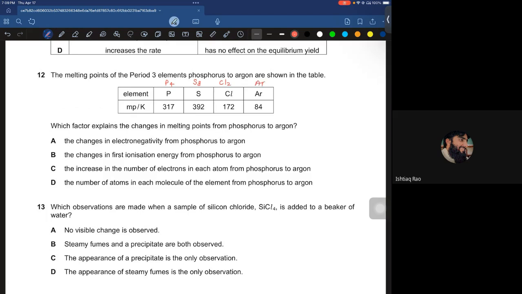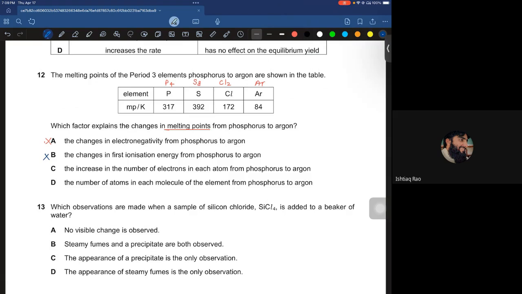Which factor explains the changes in melting points from phosphorus to argon? The changes in electronegativity? No, no, melting point we can only relate with the IMF, intermolecular forces. Option B says the changes in first ionization energy from phosphorus to argon. No, no. The increase in the number of electrons in each atom from phosphorus to argon.